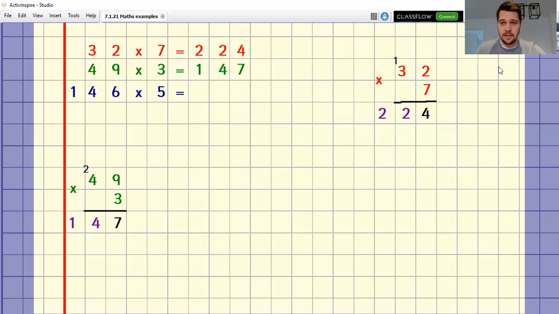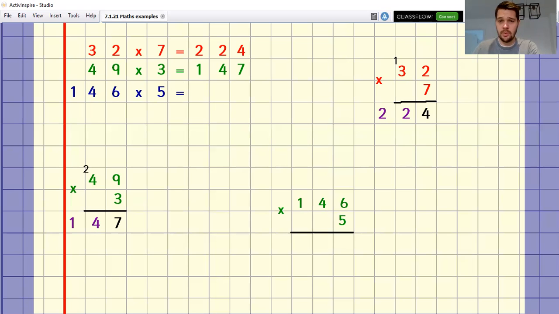If you're feeling confident, pay close attention to the 3-digit by 1-digit now. If not, practice a couple more just with 2-digit by 1-digit. So think about how you're now going to lay out 146 times 5.